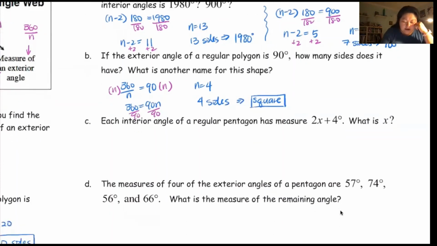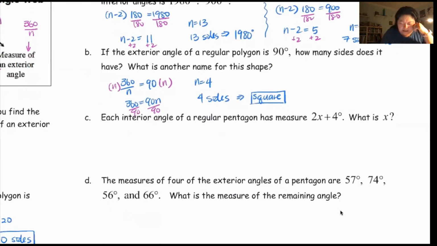Each interior angle of a regular pentagon has the measure 2x plus 4. What is x? Well, let's figure out what each interior angle of a pentagon must measure. You can use the formula, or your chart, or you know that a pentagon's angles add up to 540. So you take 540 divided by 5 angles, and each interior angle must equal 108 degrees.